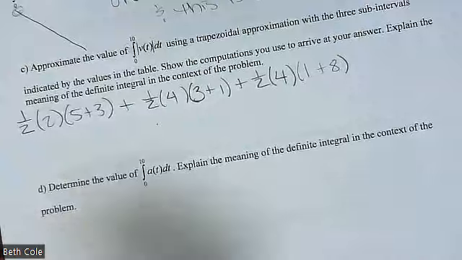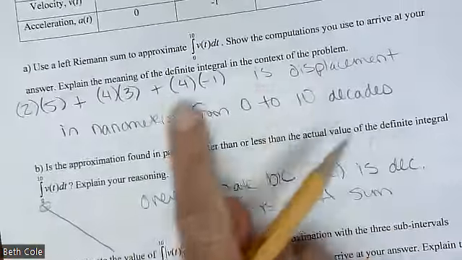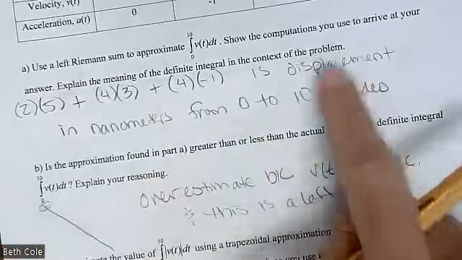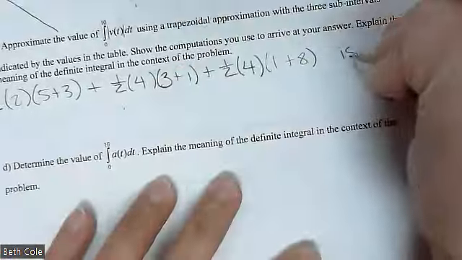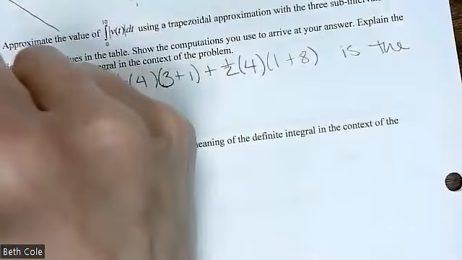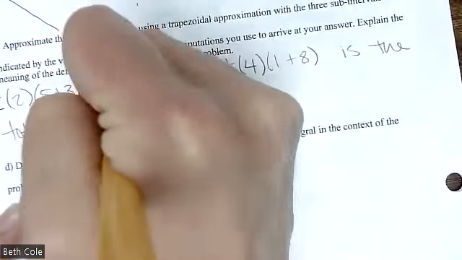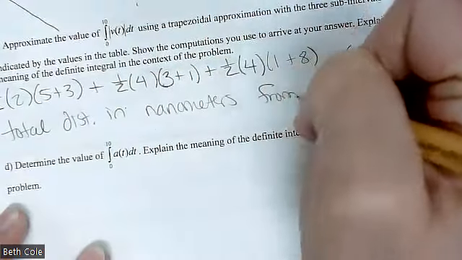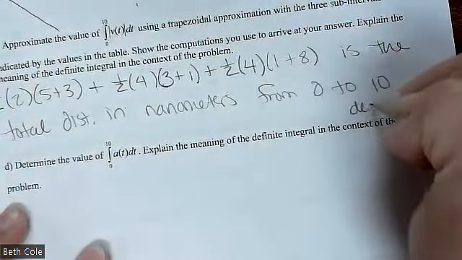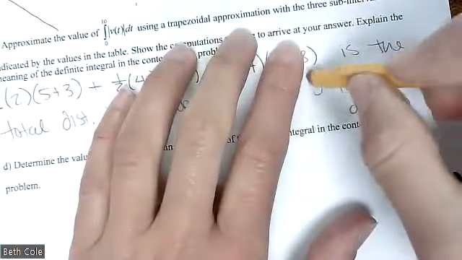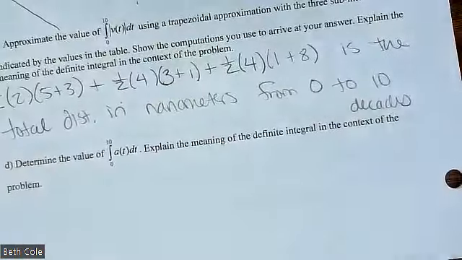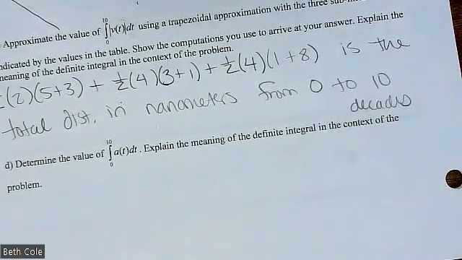But it does explain what it means. It's the exact same sentence we wrote in part A, except instead of displacement, you're going to write total distance. Blah, blah, blah is the total distance in nanometers from 0 to 10 decades. The exact same sentence, just recopy it, but instead of displacement, put total distance. I like that. What is this one? Not displacement. The other thing.